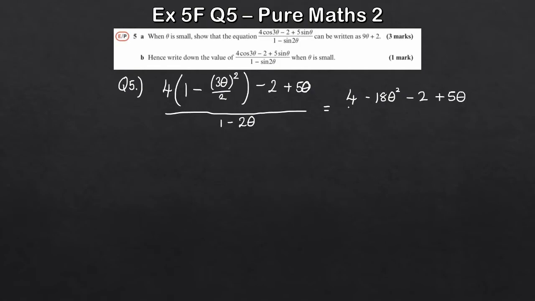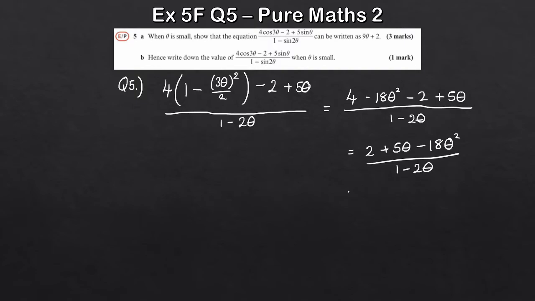So I'm dragging it out in terms of steps here, but just so it's absolutely clear. So simplifying the numerator again, 4 minus the 2, so that's going to give me 2 plus 5 theta minus 18 theta squared. This is all over 1 minus 2 theta. Now at this stage here, I need to end up with 9 theta plus 2. Now it might not be immediately clear, but the issue here is I've got this quadratic in the numerator, and I've just got this 1 minus 2 theta in the denominator.